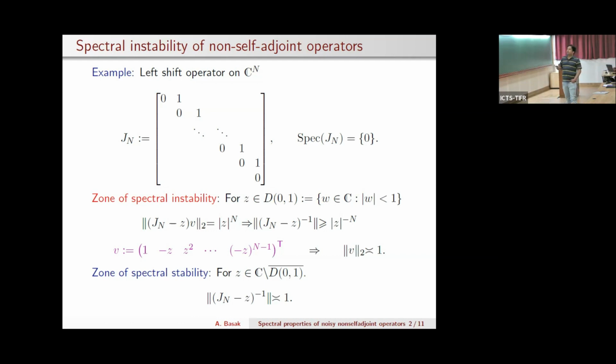In matrix form, you have this Jordan block where you have zeros on the diagonal and 1 on the first super diagonal. As this is an upper triangular matrix, all its diagonal entries are 0, so the spectrum is trivially just the singleton {0}.